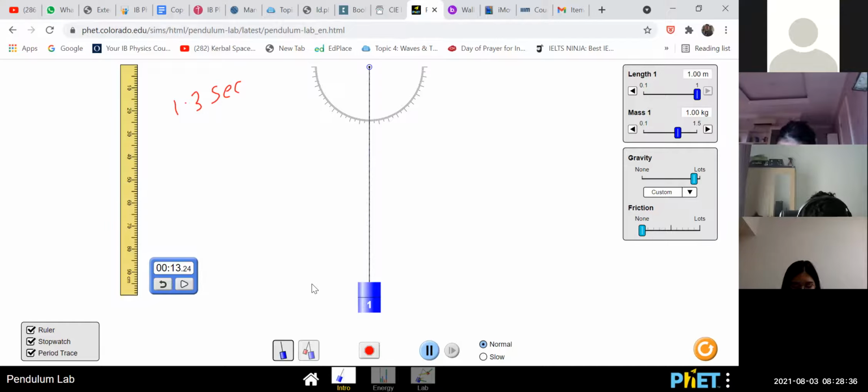Now, when I have increased the mass, the time period is coming the same. When the mass was 0.5 kilogram, the time period of one oscillation was 1.3 seconds. When I doubled the mass to 1 kilogram, it is still the same time period, 1.3 seconds for one oscillation. Let me make the mass larger, 1.5 kilogram, and let's check whether this time it is going to change.